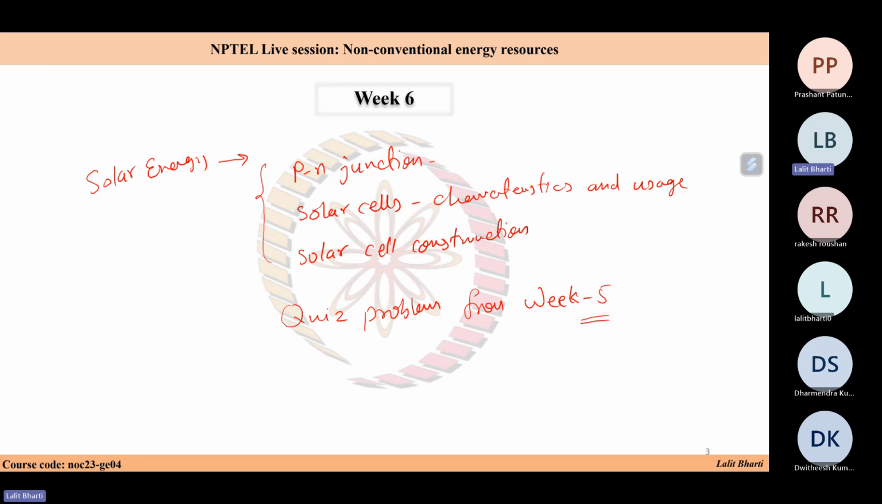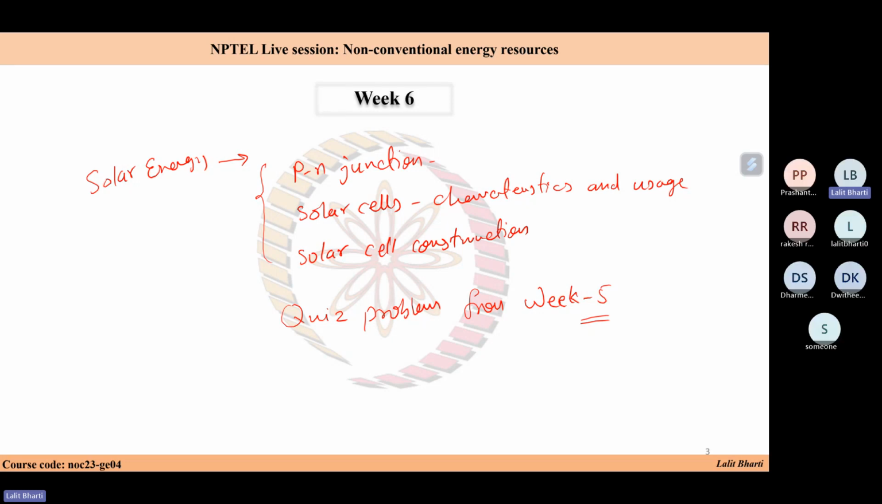These are our week six contents. Some part of the PN junction we already covered last week. So we will take a few PN junction questions, then solar cells based on the junction, their characteristics and their uses. Then we will see solar cell construction, and at the end some quiz problems for the last week.